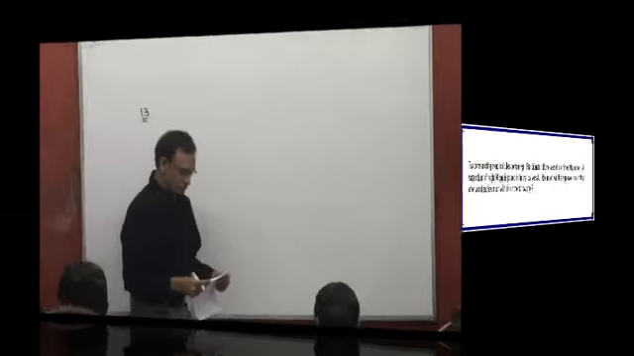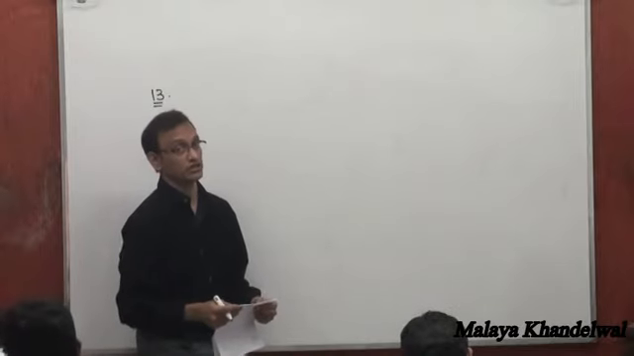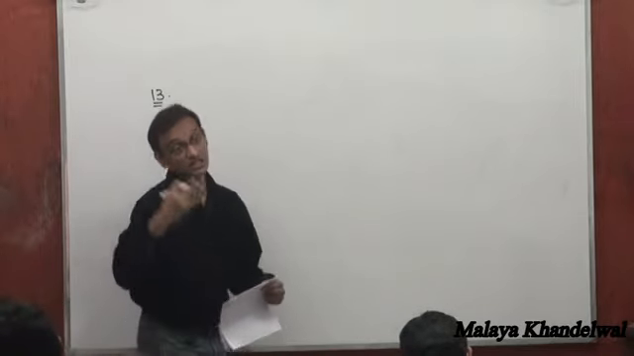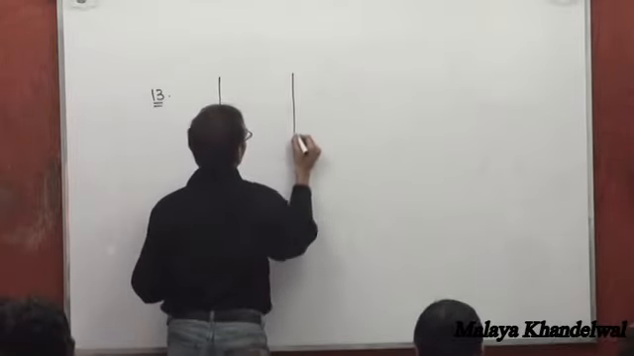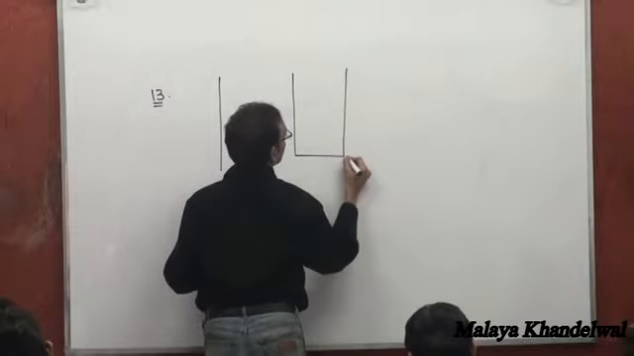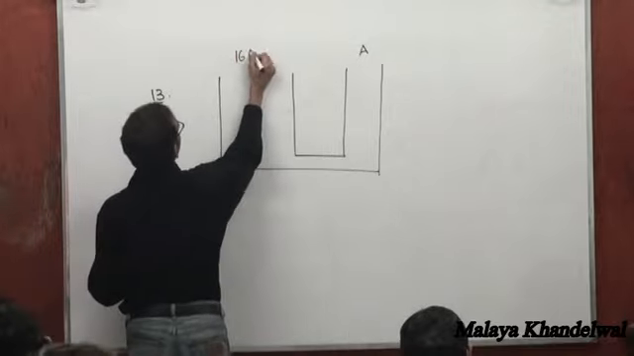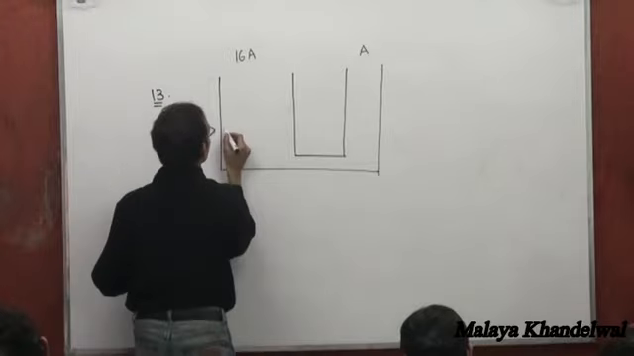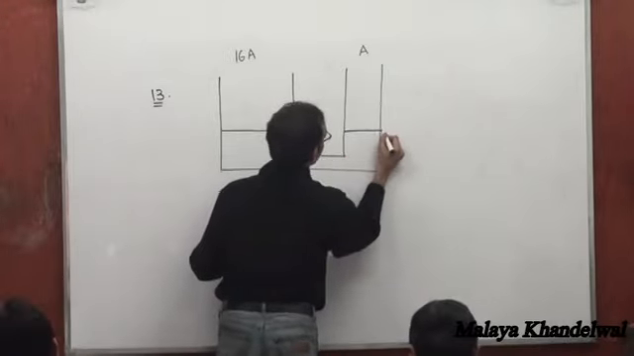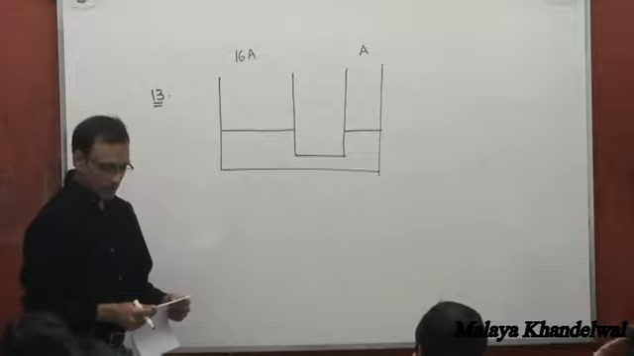Two communicating cylindrical vessels, tubes contain mercury. The diameter of one vessel is 4 times the diameter of the other vessel. Means the area of cross section of one is 16 times the area of cross section of the other one, right? So the area of cross section of this is A, the area of cross section of this is 16A. And the two vessels contain mercury. A water column of length 70 centimeters is poured in the narrow vessel. How much will mercury rise in the other vessel?